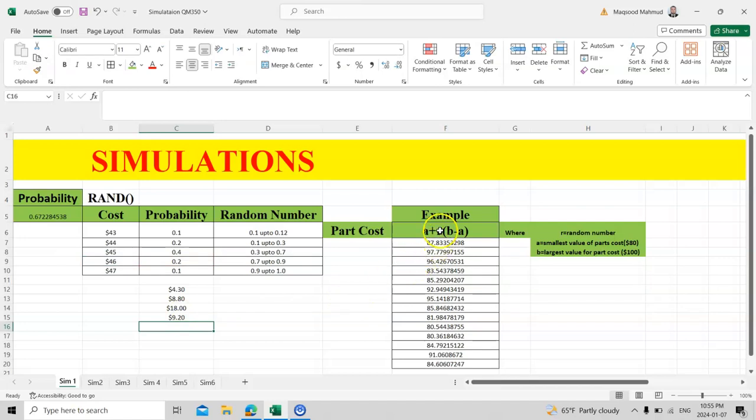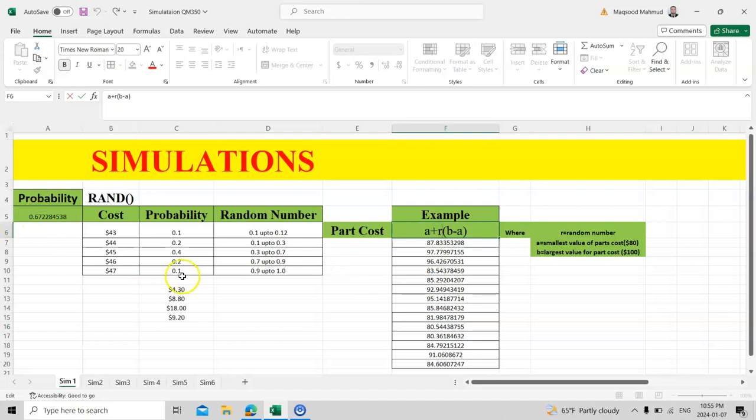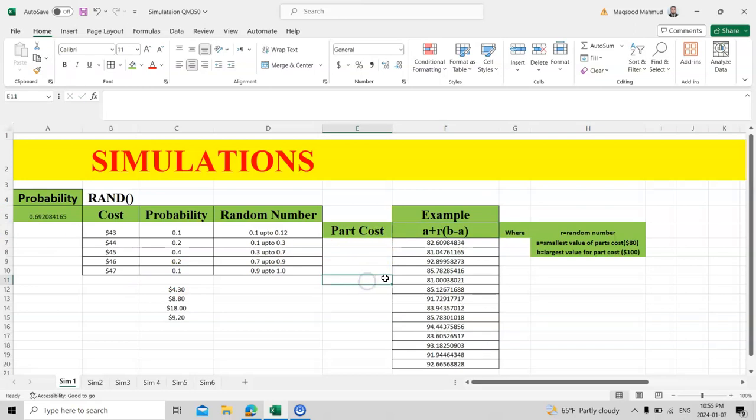Let's suppose we use the random number r, which is basically the probability we discussed here, the cute rand function, right? Now r is here. Let's suppose we want to simulate what would be the cost of a certain part of a car. We say a is the smallest value of the part cost. For example, the smallest value would be $80. Suppose the brakes of a car are $80, and the maximum, the genuine brakes, would be $100, right? But you simulate with a random number. So how do we do it?